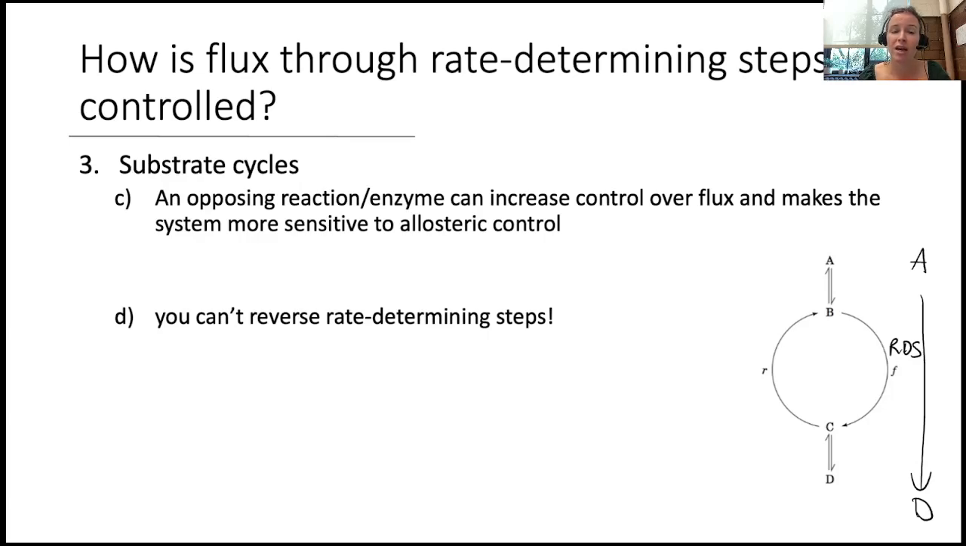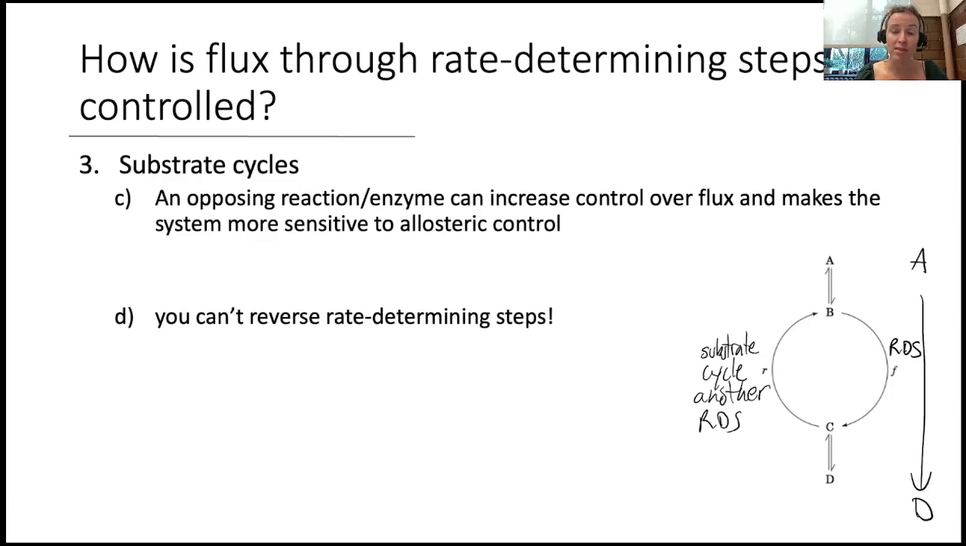However, in comes a substrate cycle. A substrate cycle is an opposing reaction or enzyme, or R. So R is the enzyme that forms the substrate cycle. Now R, as it appears, is also another rate determining step. However, it's pointing in the opposite direction. So now we have added an additional step, an additional enzyme.